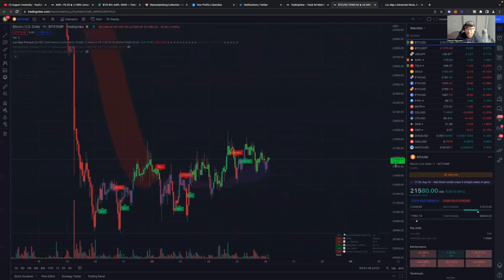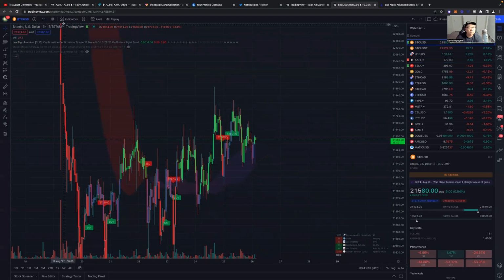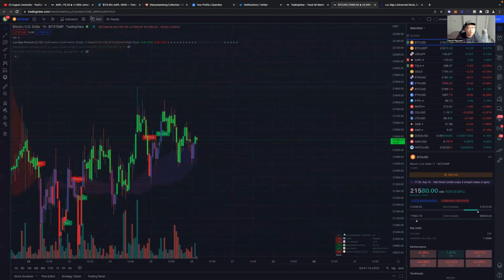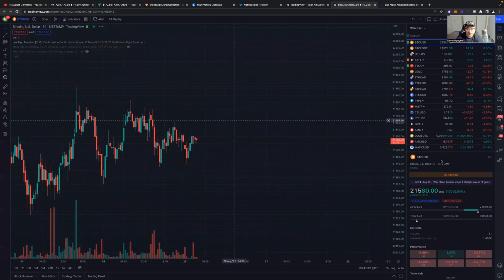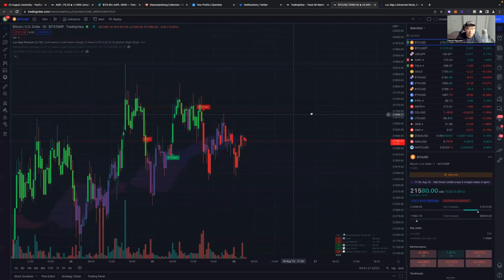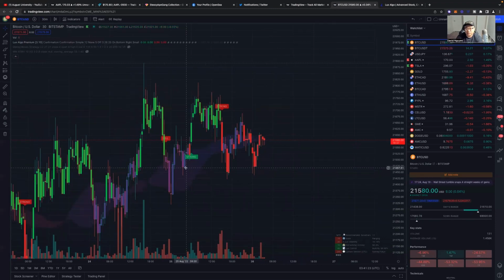So this is the hourly chart. You do the exact same thing with the signals, right? Let's go to the 30-minute chart, so we can break it down a little bit. If you would have bought in here at 21,467 and sold at 21,699, you're up a few hundred dollars per trade, right?